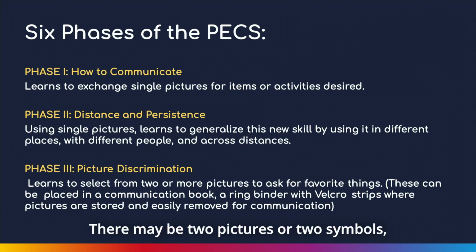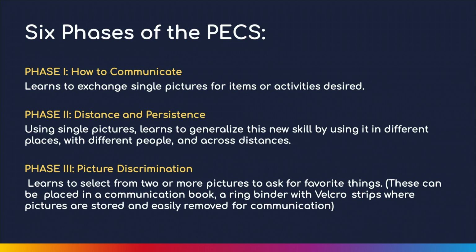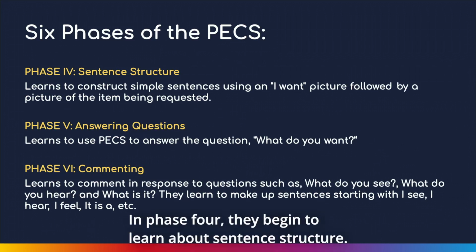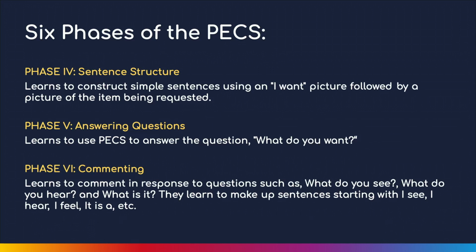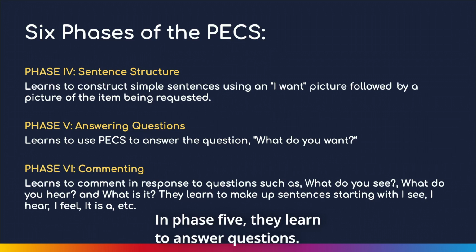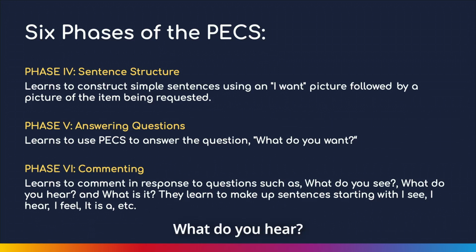In phase 3, they learn picture discrimination. There may be 2 pictures or 2 symbols, and they can pick their favorite item and express what their favorite is. In phase 4, they begin to learn about sentence structure. They have a card that represents I want, followed by the item that they want. In phase 5, they'll learn to answer questions. What do you want? And in phase 6, they'll learn about commenting. What do you see? What do you hear? What do you feel? And then they'll be able to answer, I see this, I hear this, I feel this.